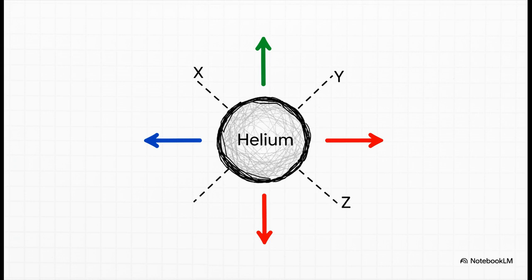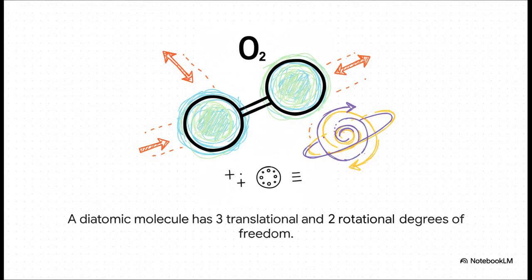It can move left and right, that's one way. It can move forward and backward, that's two. And it can move up and down, that's three. 3 independent ways to move and store energy. So we say it has 3 degrees of freedom. Easy. Now what about something like oxygen, which has two atoms joined together?